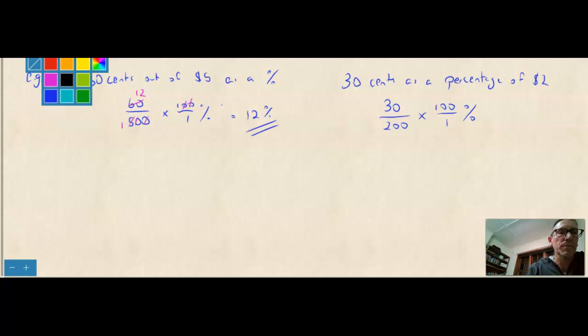Here's my working out. Chop some zeros. Chop the 2 and the 30. We are left with 15%.